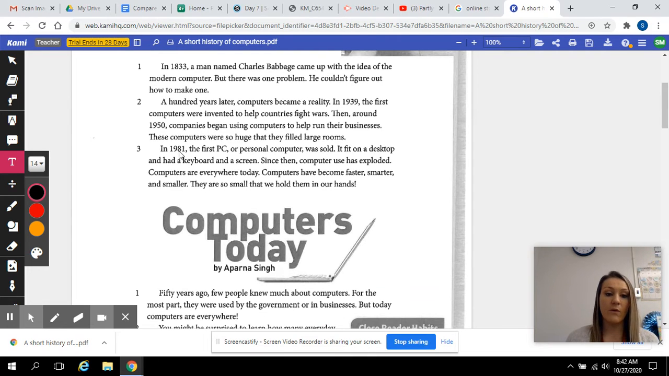In 1981, the first PC or personal computer was sold. It fit on a desktop and had a keyboard and a screen. Since then, computer use has exploded. Computers are everywhere today. Computers have become faster, smarter, and smaller. They are so small that we hold them in our hands. Okay, so for example, that might be your cell phone, an iPod, an iPad, something like that.